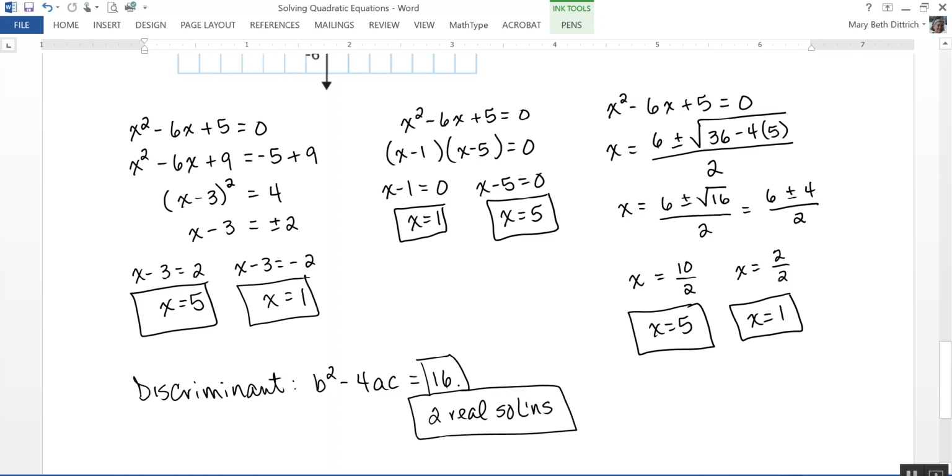So in this video, we took a look at the different ways to solve a quadratic equation.